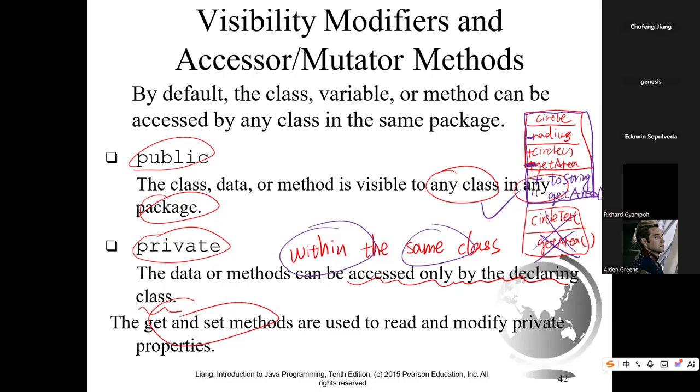However, if we change the keyword to private, that means we are protecting the data or method. In this case, such things can only be accessed by the declaring class. So for the get and set methods, we have to declare another set of public get and set methods to access those private attributes.